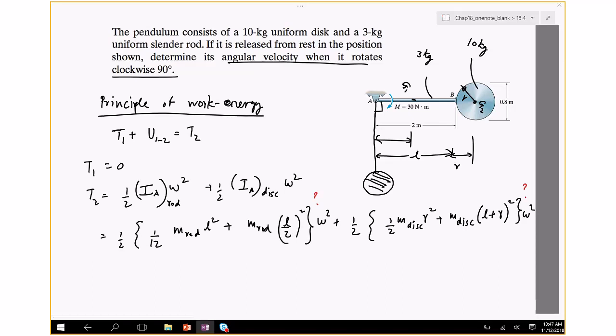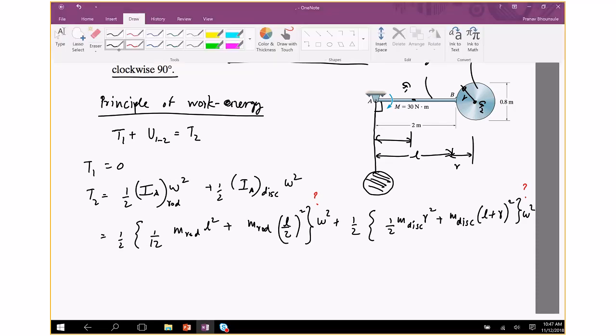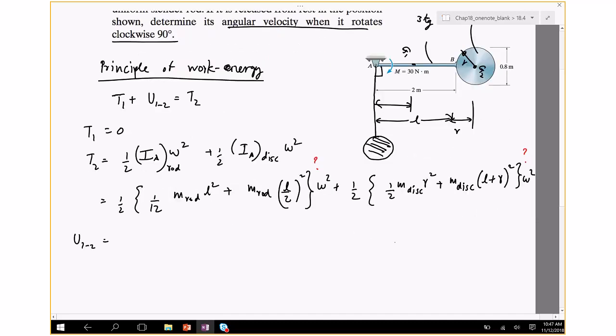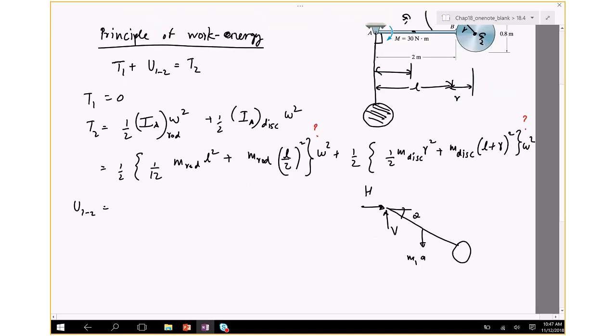And so the last step is to find the work done, U12. Again, a free body diagram will help. So I'm going to draw a free body diagram of the system at a generic angle theta. I replace the pin joint with a horizontal and a vertical force. There is gravity, let's call that M rod G, and M disk G. So there are 4 forces, but it turns out that the work done by H and V is 0 because the point A does not move.